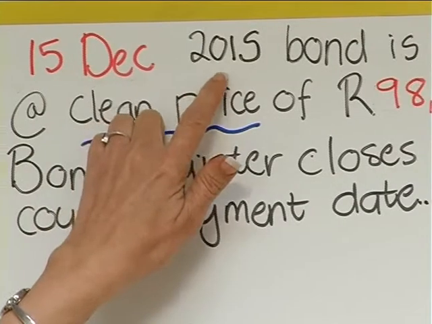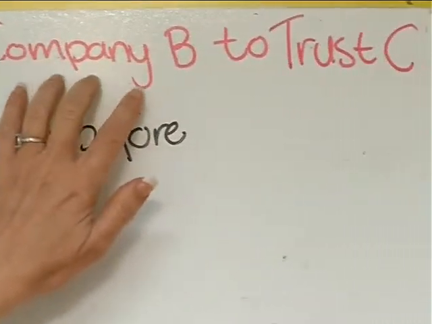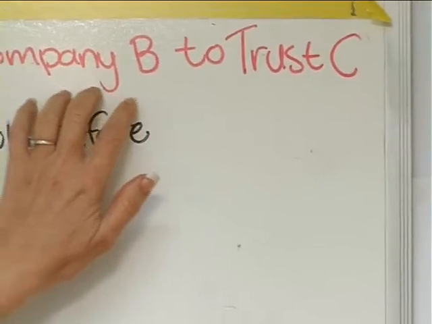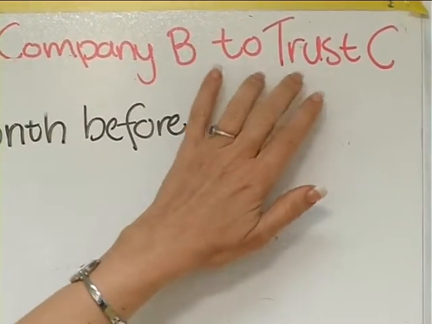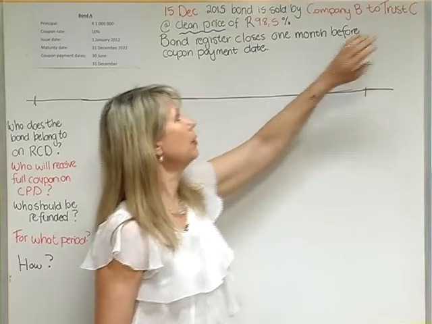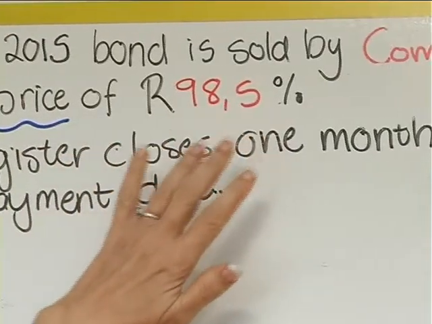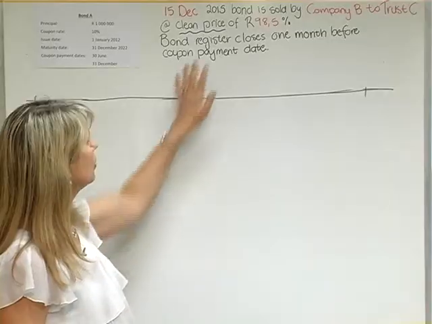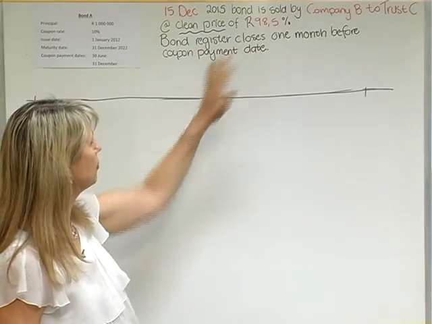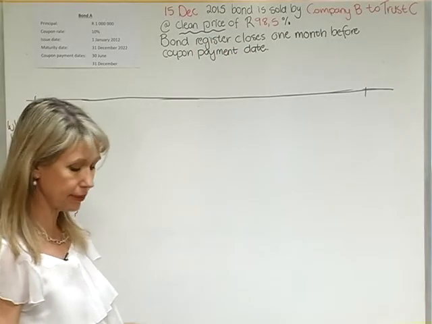Right, so what we have here is the same bond, bond A, but now it trades on 15 December 2015, and it is sold by company B, who is now the seller, to Trust C, and Trust C is now the buyer. And it's sold at a clean price of 98.5 Rand per cent. The bond register still closes 1 month before the coupon payment date.